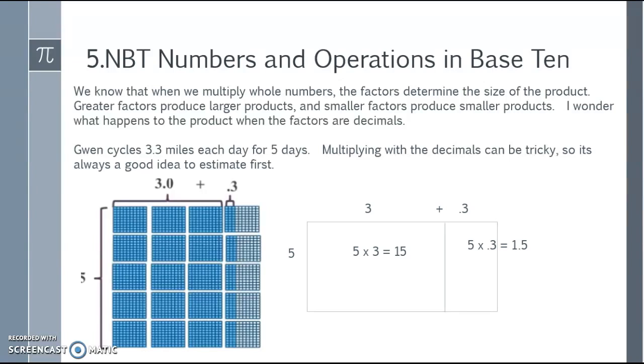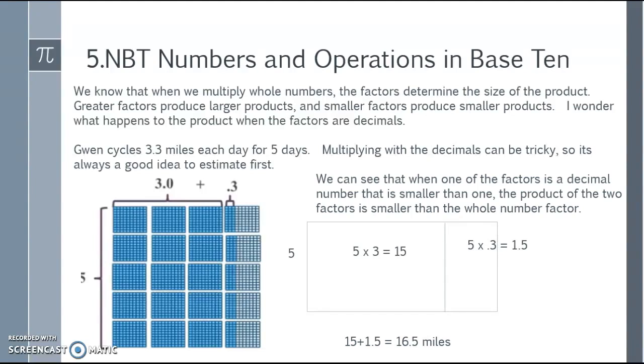So along the top, we'll have 3 plus 3 tenths. So I break them down into the whole and the tenths. On the left, 5. 5 times 3 is 15 and 5 times 3 tenths is 1.5. If I were to add 3 tenths together 5 times, we would make one whole, and we would have 5 tenths or half of a square left over. Adding our pieces together using a little bit of mental math, we get 16.5 miles.